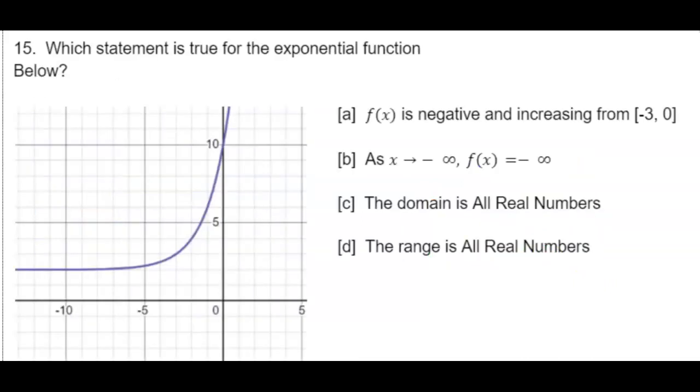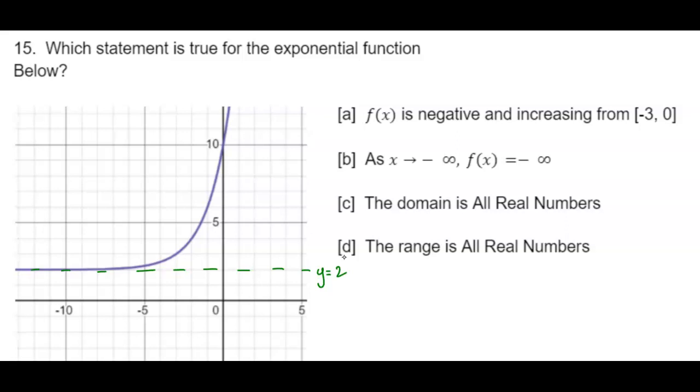Last question. Which statement is true for the following exponential function? So before we get started, remember that exponential functions have a horizontal asymptote, you can see that it's flattening out horizontally right here. That's at y equals 2. Remember, horizontal asymptotes constrain your range. They do not constrain your domain.